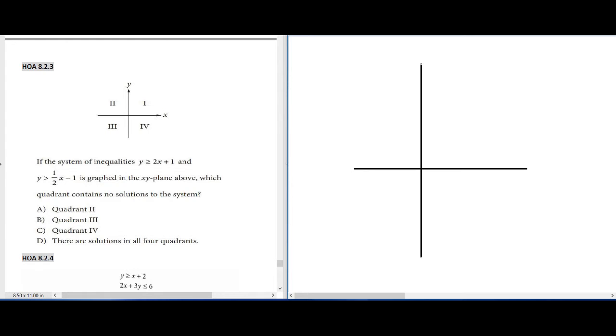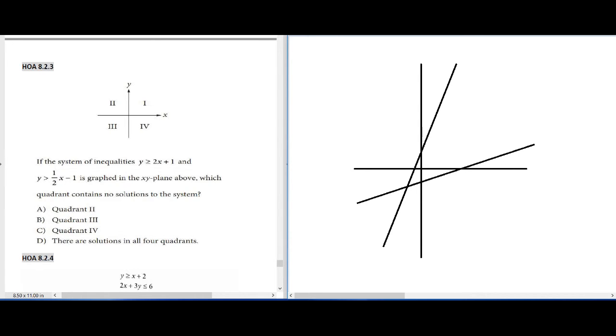Yes, to find the solution, you have to draw the exact lines. But for this problem, you don't need to draw the exact lines, okay? Just roughly. I want to first draw y equals 2x plus 1. The y-intercept is 1, slope is 2, a little bit steep, right? Like this way. For the second line, the y-intercept is negative 1, but the slope is 1/2, so maybe like this way. The shape is not important.